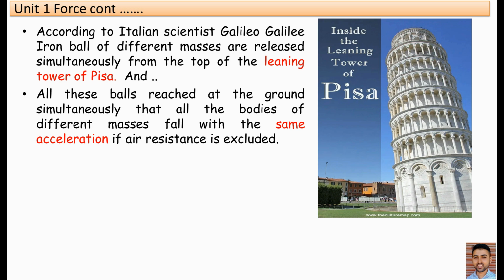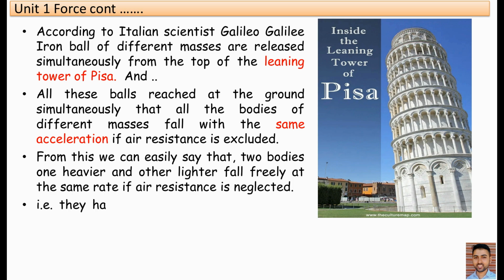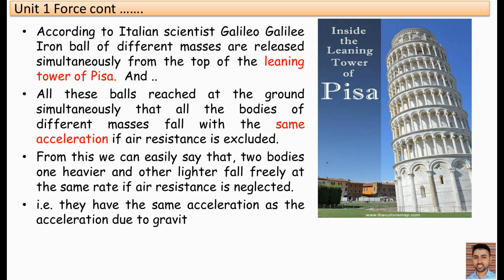If air resistance is not included, then all the bodies, all the objects falling from the top of this Pisa tower fall at the same time. It is because acceleration due to gravity does not depend on the mass of the falling body.